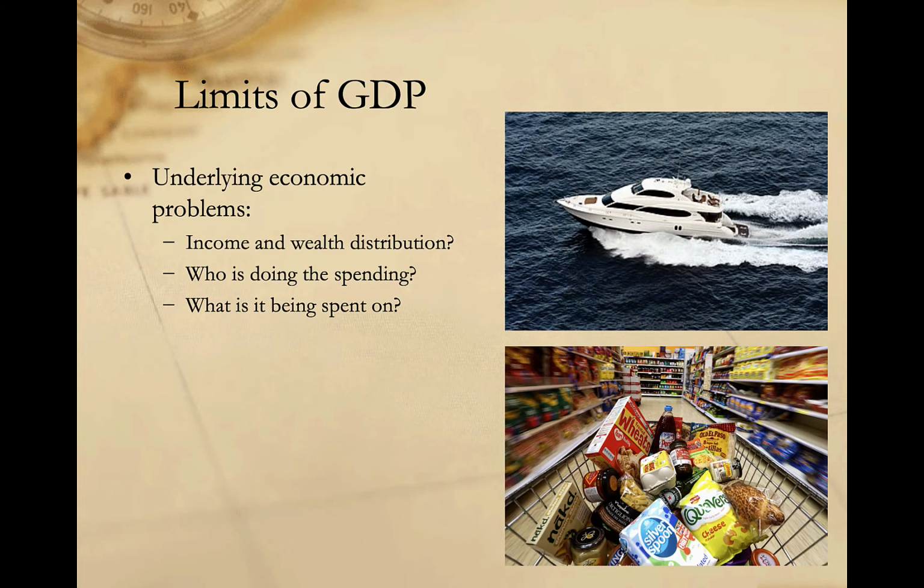GDP also tells us very little about broader underlying economic problems or issues. It treats all expenditures the same, whether that's a rich person purchasing a second yacht or 1,000 families spending their limited income on basic necessities. It still counts as the same amount towards GDP.